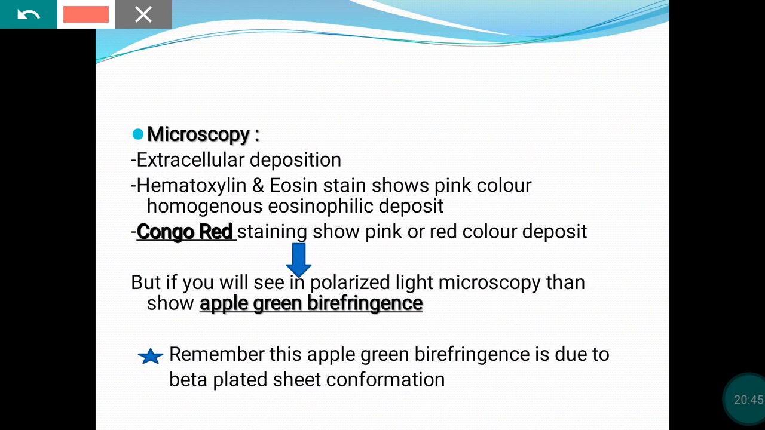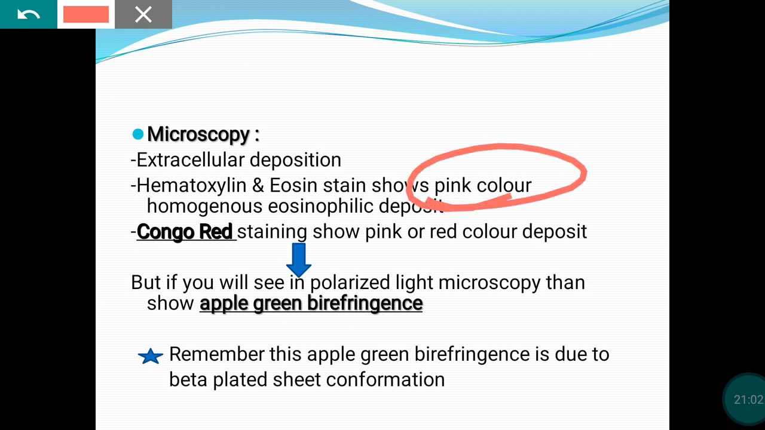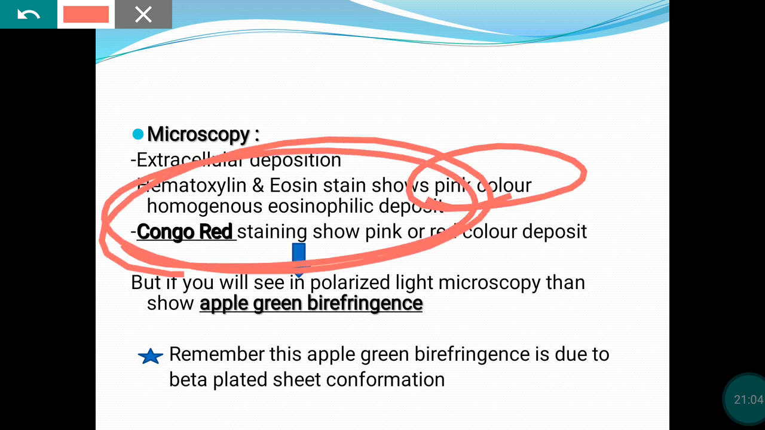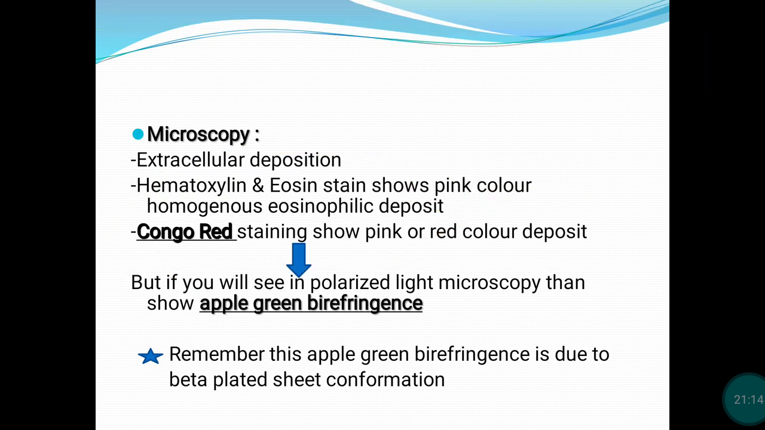Okay, you are right. The deposition is extracellular, right? The extracellular deposition is there. Now, in ordinary light microscopy, in the hematoxylin and eosin stain, it will look like a pink-colored homogeneous eosinophilic deposit, and it is agranular. If it is granular, then it can be necrotic material. So that is how it looks in ordinary light microscopy.